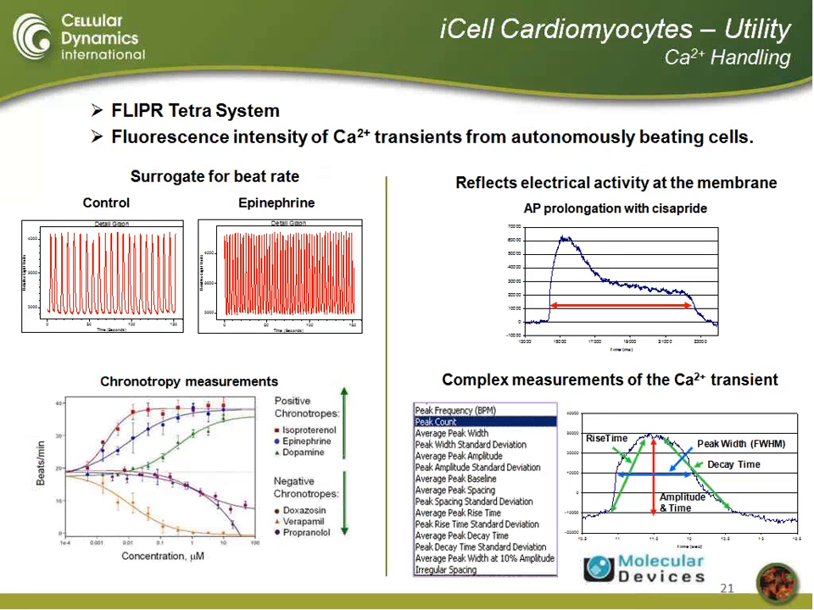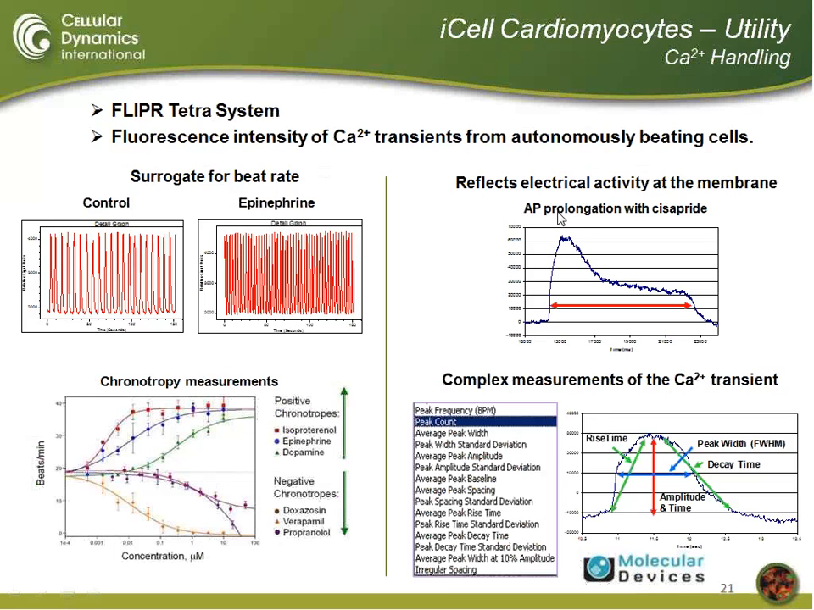Next, staying on the same theme as calcium handling, brings us to the FLIPR Tetra system, which can measure the fluorescence intensity of calcium transients in autonomically beating cells. So this work was done for us by Molecular Devices. It's a high-throughput 384 plus platform, and you can really use the calcium transients as a surrogate for beating. So here we have our control and epinephrine showing the increase of beating, as well as a number of other chronotropic drugs showing the increases and decreases respectively.